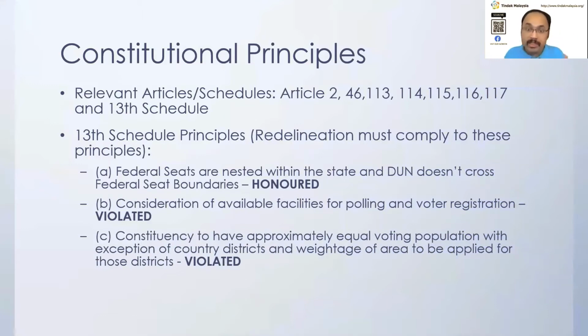Then the other part: constituencies should have an approximately equal voting population within a state, as is defined right now, with the exception of rural constituencies and country districts, where a weightage of area ought to be applied. This is to ensure that every constituency has equal voting power. All voters, irrespective of their geography or background, are to be treated equally.